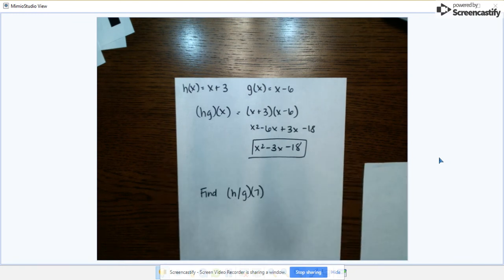And finally, I would like you guys to find h divided by g of 7.